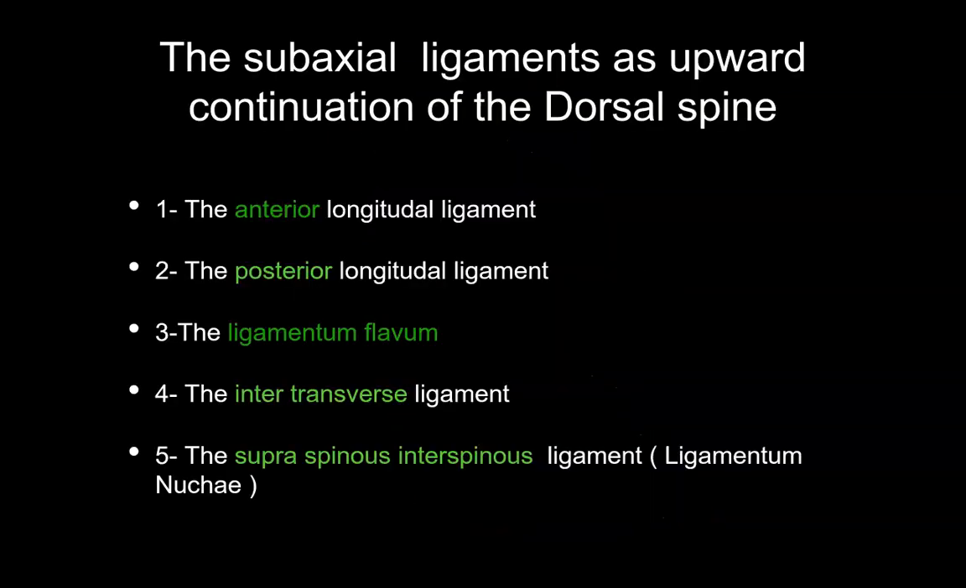Talking about the ligaments, it's very easy. It is upward continuation of the dorsal or thoracic spine. You all know these ligaments. We have the anterior longitudinal ligament, posterior longitudinal ligament, ligamentum flavum, intertransverse ligament, supraspinous and interspinous ligaments. In the neck we call it ligamentum nuchae.